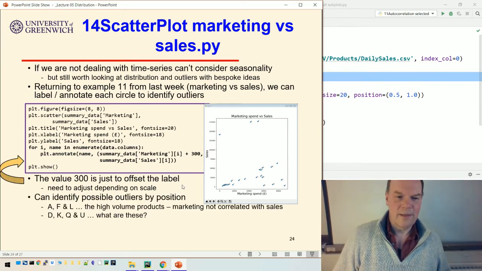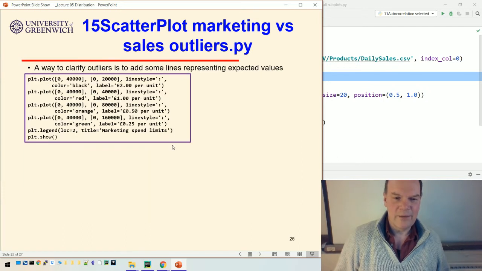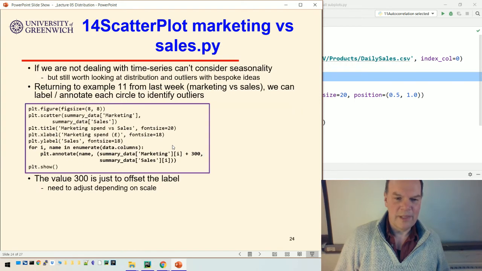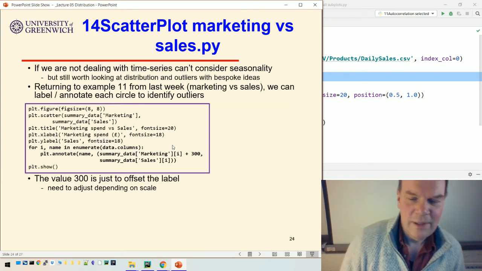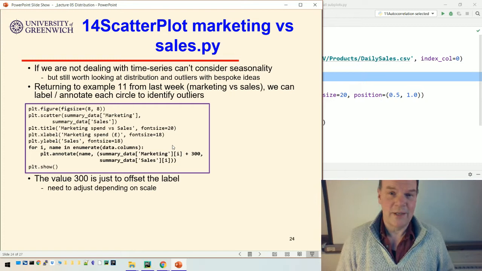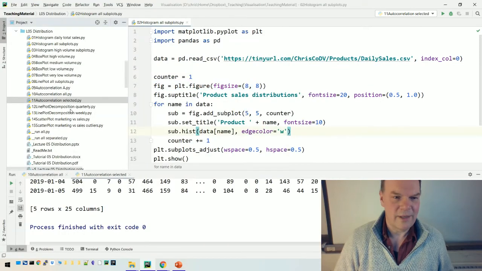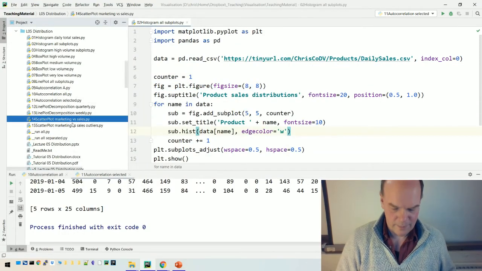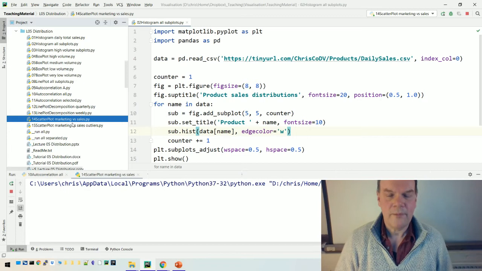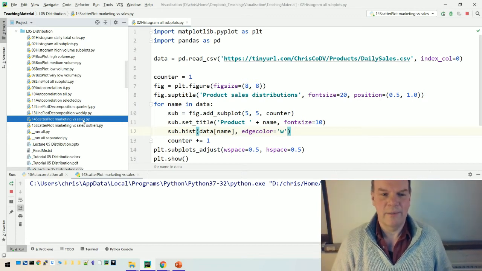And this code basically loops over the columns and annotates by putting the name of that column next to the value. The important thing to note is that 300 is just an arbitrary variable that I've decided on because that looks about right. So it's just to push the labels off to the side. Let me show you that by running the code.